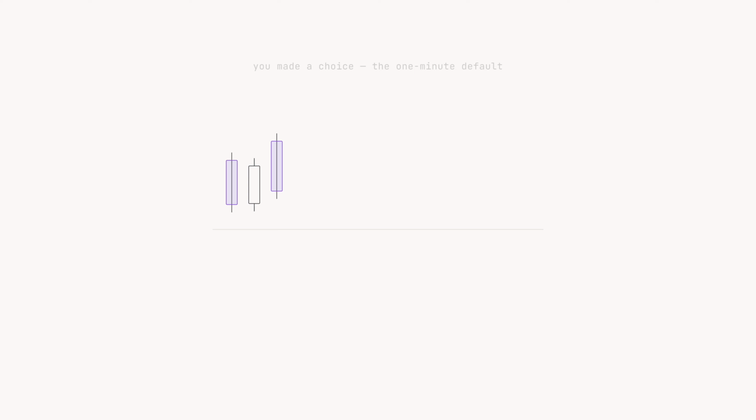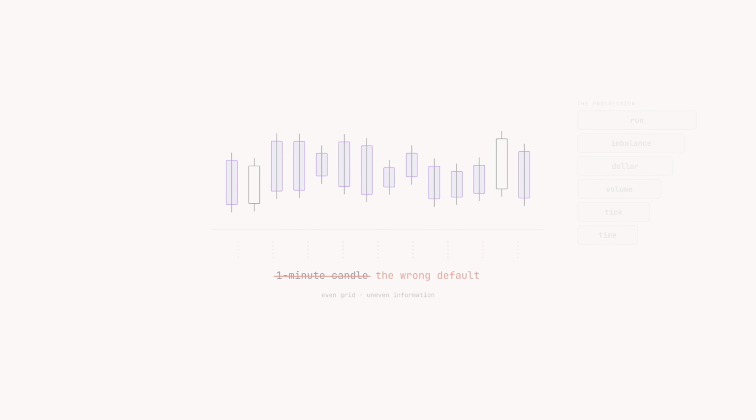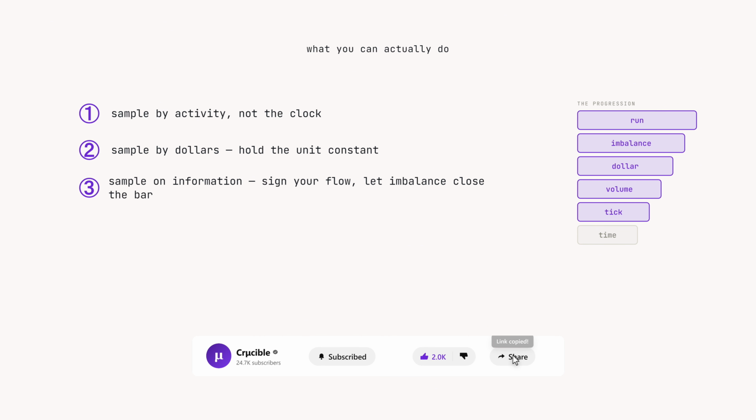So the next time you reach for a 1-minute candle, remember you made a choice, and probably the wrong default. Sample by activity, not the clock. Sample by dollars to hold your unit constant. And if you want to sample on information itself, sign your flow and let imbalance decide when the bar closes.